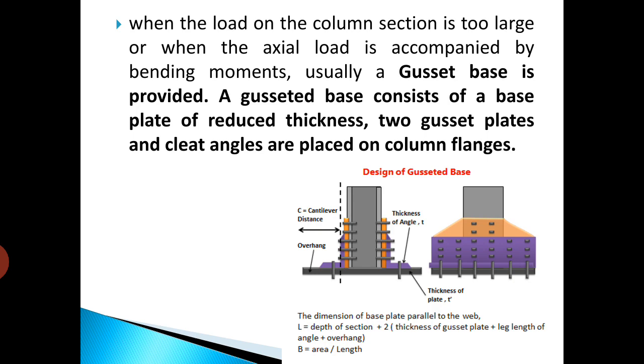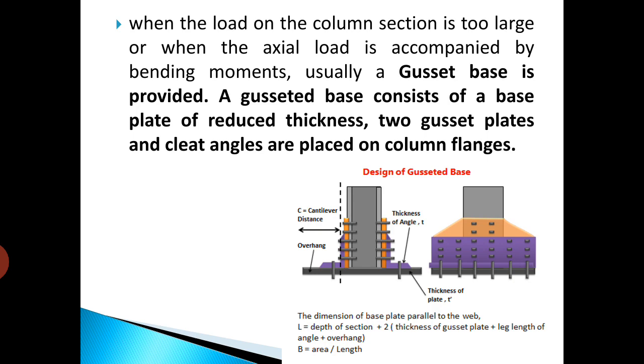So when we have to go for gusseted base, first of all, if the load is very heavy in the column. Second is when a column is carrying axial load plus bending moment, we have to go for gusseted base only. So in case of slab base, we design slab base only when the column is subjected to axial load. But in case of gusseted base, we design when the column is subjected to axial load plus bending moment. So axial load again will be very heavy. Okay, so gusseted base is provided.